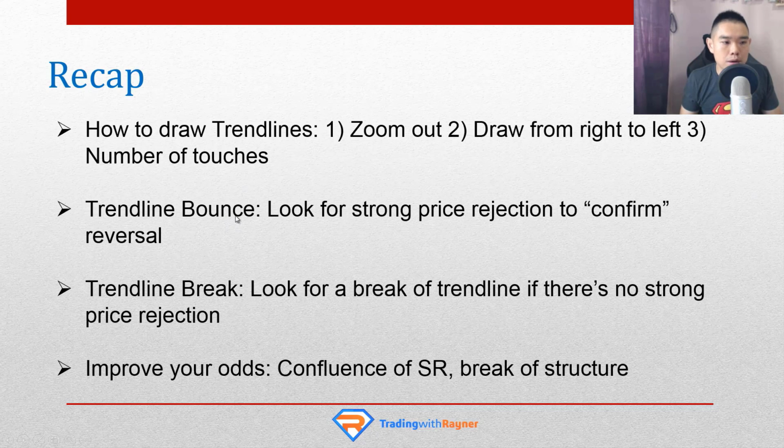Then we talk about the trend line bounce. How we can actually look to trade off this trend line when it serves as an area of value. We're looking for a strong price rejection, can be in the form of a hammer, bullish engulfing pattern, a shooting star, etc. The bigger the better, the stronger the price rejection, the better it is, okay?